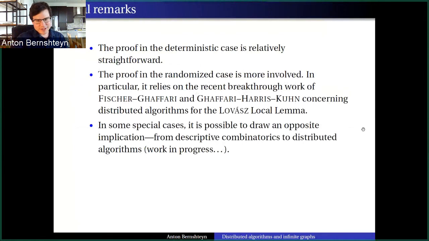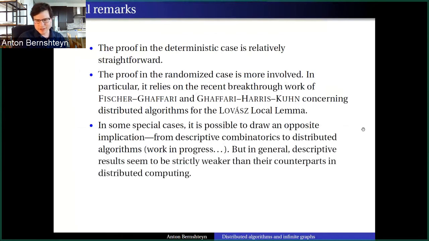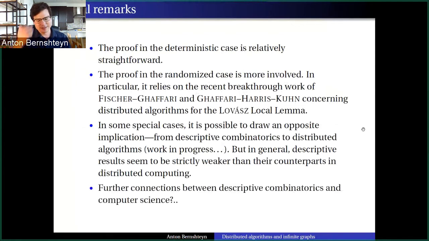Also, the natural question is, can you go back from infinite graphs to algorithms? The answer is, well, sometimes under some special assumptions you can, but not in general. In general, it seems that the question of measurable colorings is a strictly weaker type of thing to ask for than having an efficient randomized algorithm, for example, in the LOCAL model.